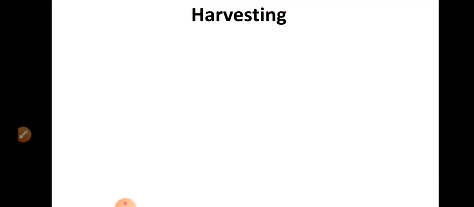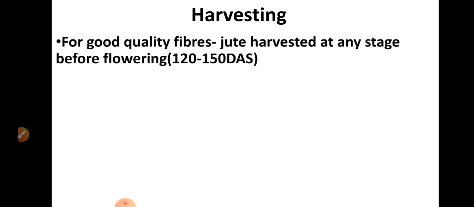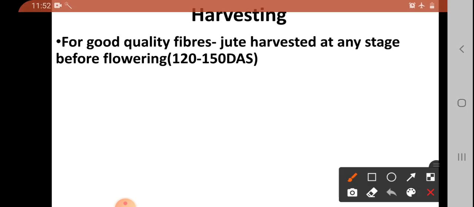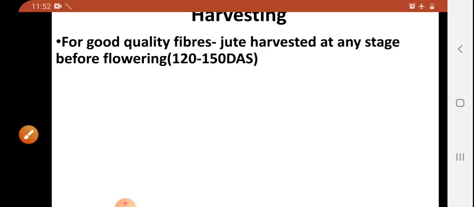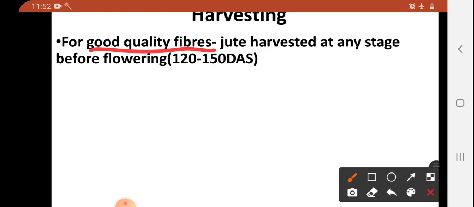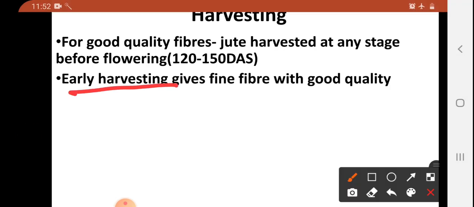Next part is harvesting. As we know, this is a fiber crop, so it is cultivated for getting fiber. If we want good quality fibers, this jute crop is harvested at any stage before flowering. That means harvesting at 120 to 150 days gives us good quality fibers of jute crop. Early harvesting gives us fine fibers with good quality.